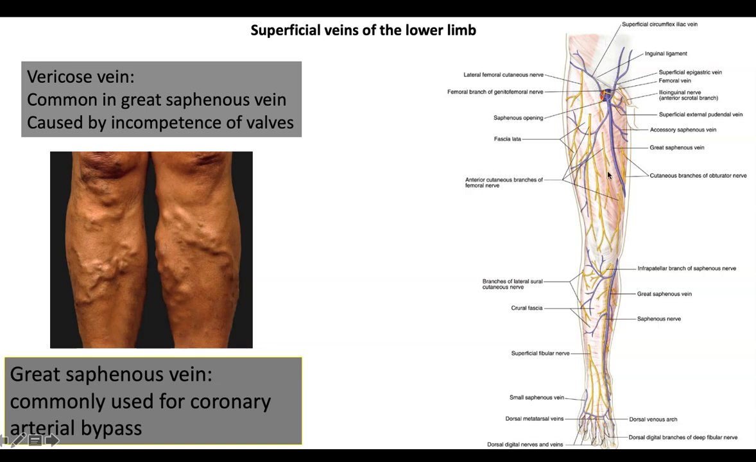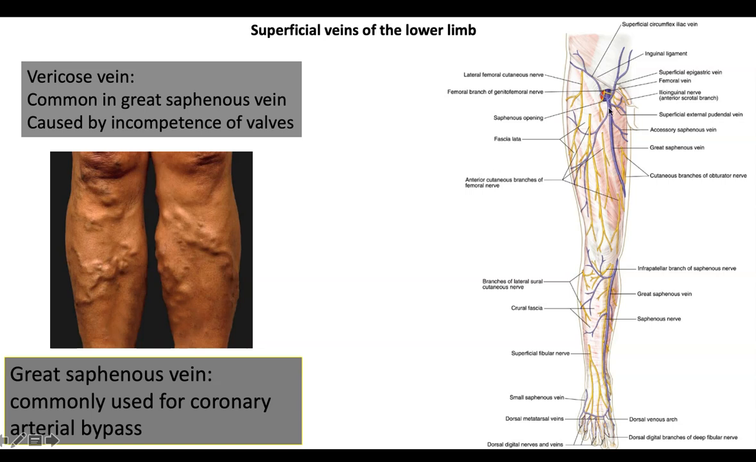Sometimes these valves become incompetent, and due to incompetency of these valves, the superficial veins of the lower limb become dilated, enlarged or engorged, and this condition is called varicose vein. Varicose vein is a common pathological condition in the lower limb.